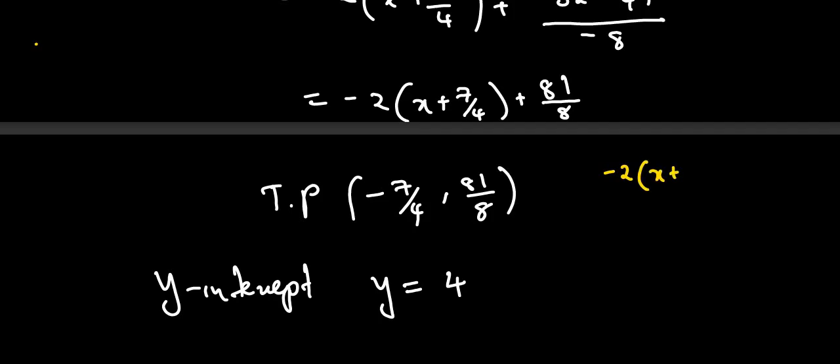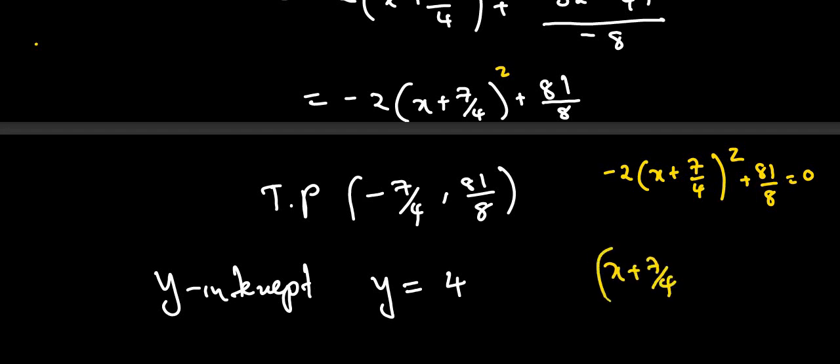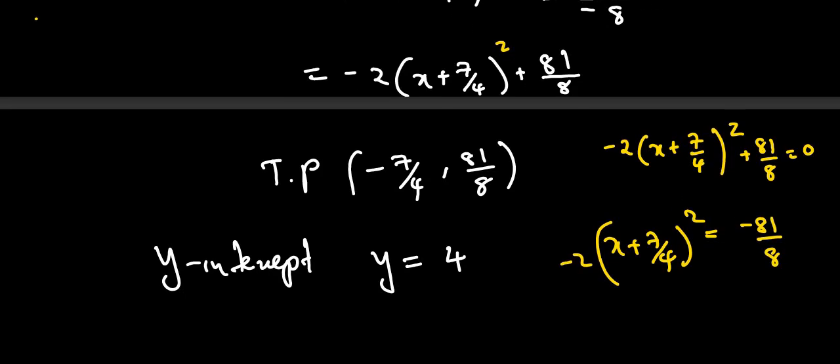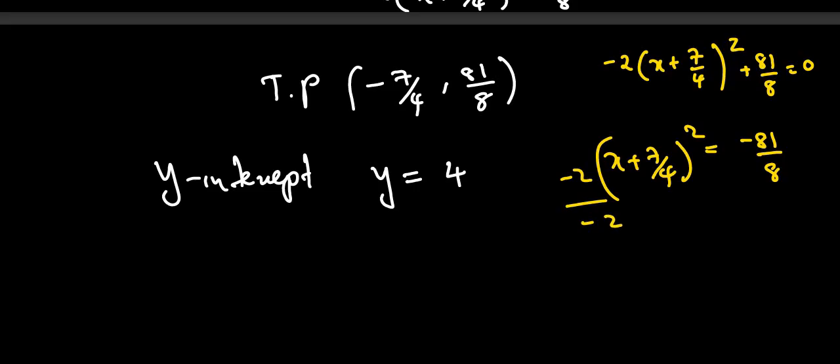Then you say x plus your 7 over 4, then this is a square here, there's a square, then plus 81 over 8, equate this to 0. This is going to be x plus 7 over 4. There's a negative 2 here. This is going to be negative 81 over 8. Then this will be divided by negative 2, divided by negative 2. This will be x plus 7 over 4 squared is equal to 81 over 16.